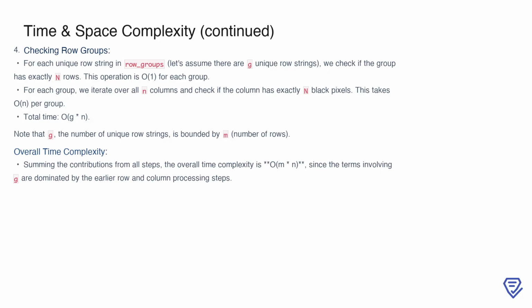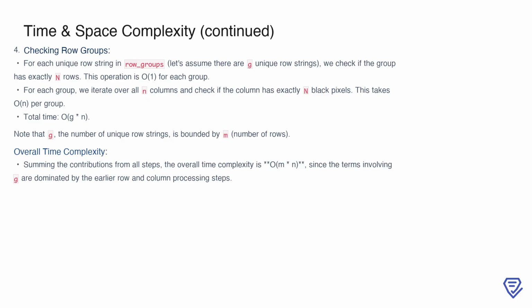Now, we analyze the step where we check the row groups. For each unique row string in our dictionary, we verify if the group contains exactly n rows. Let's assume there are g unique row strings. Checking the size of each group is an O(1) operation. For each group, we then iterate over all n columns to check if each column contains exactly n black pixels. This process takes n for each group. Therefore, the total time for this step is O(g*n).